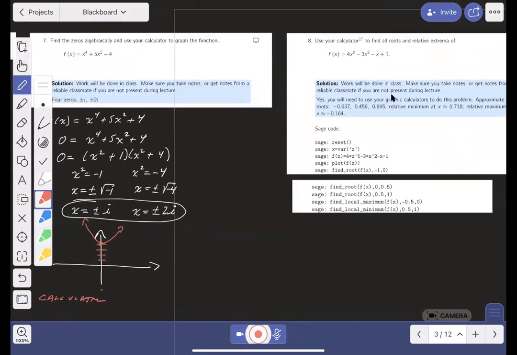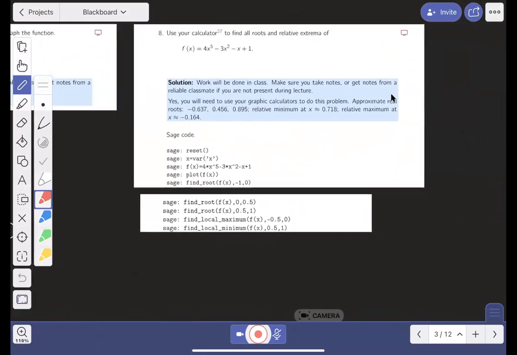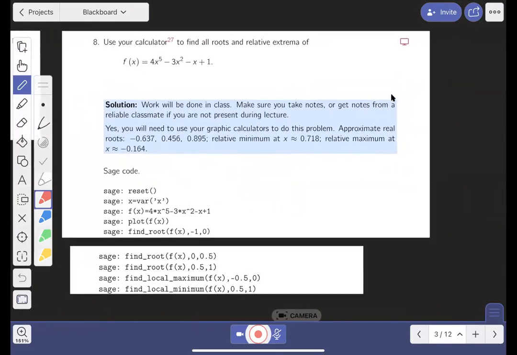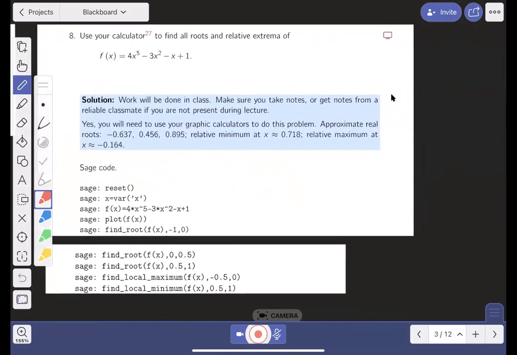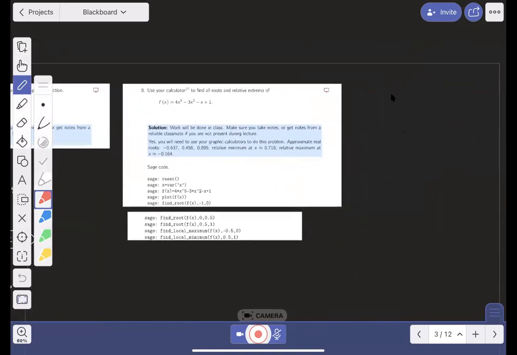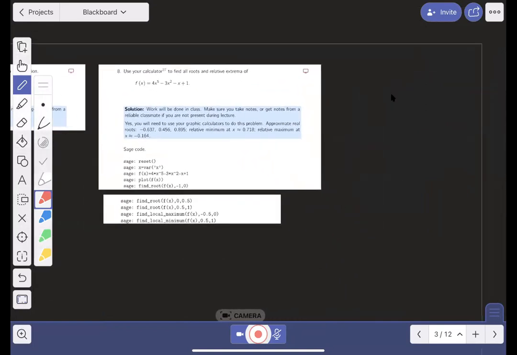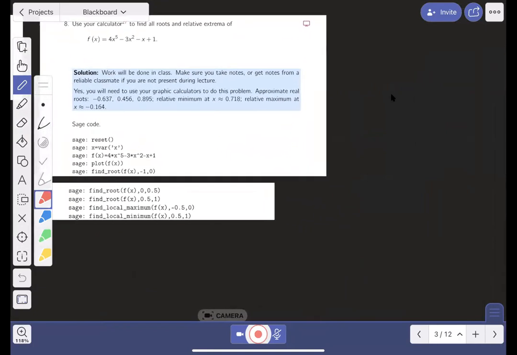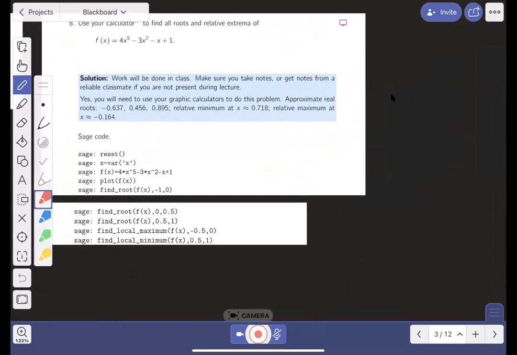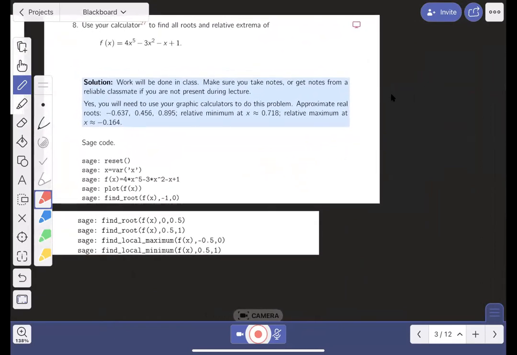All right, that was number 7. That wasn't too bad. All right, number 8. Oh, it says something about using a calculator. Now, granted, later on, I'm going to pull out my Sage. The Sage is written down for you, and I want to emphasize, you're more than welcome to use it. But I'm looking at it, and it says use your calculator to find the roots and the relative extrema of that. All right. I got to be honest with you.